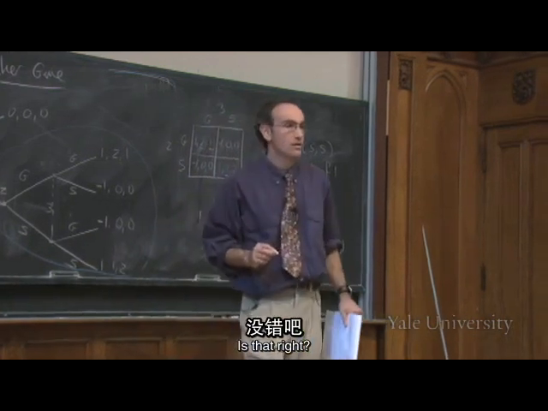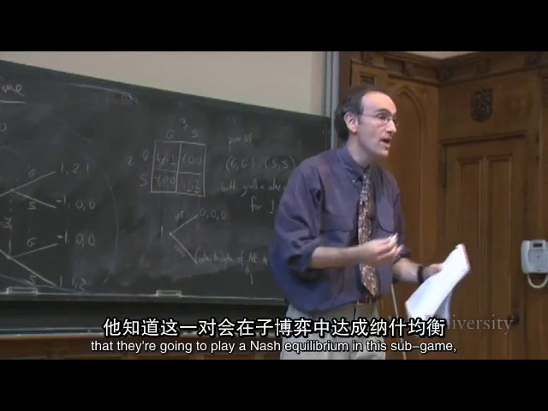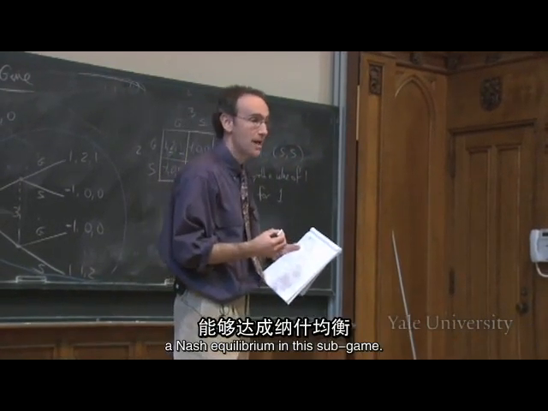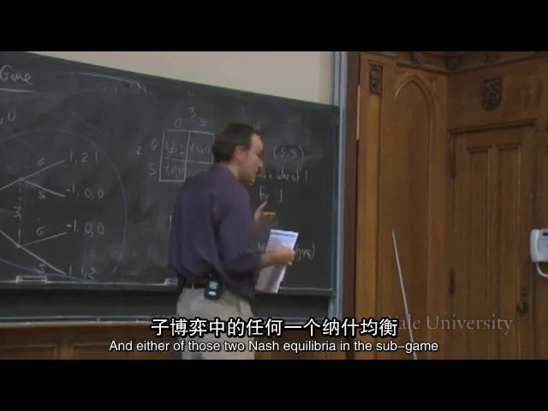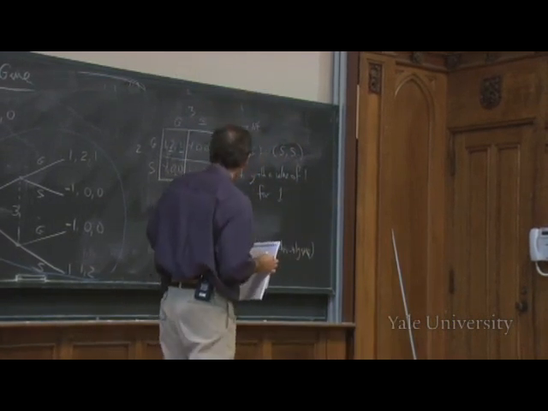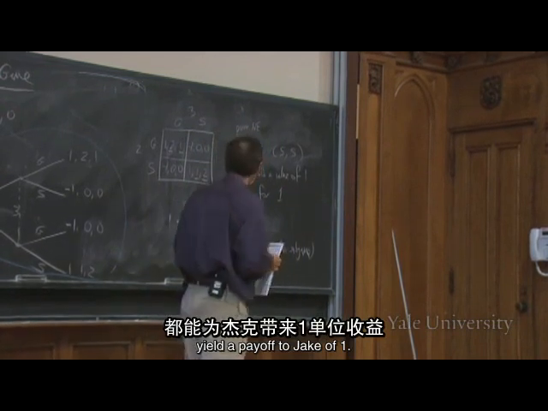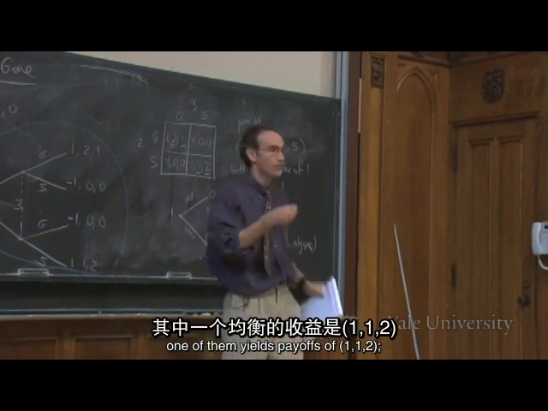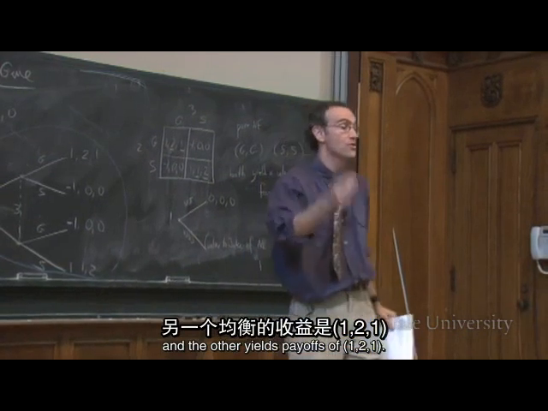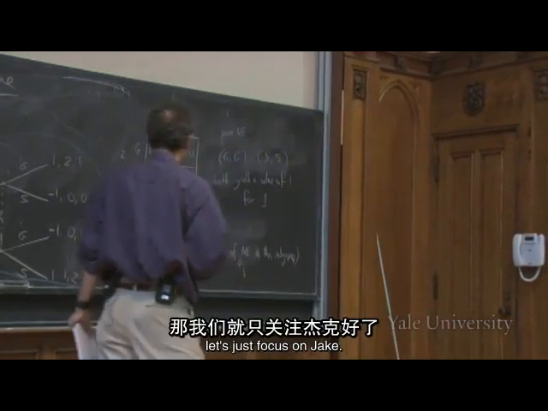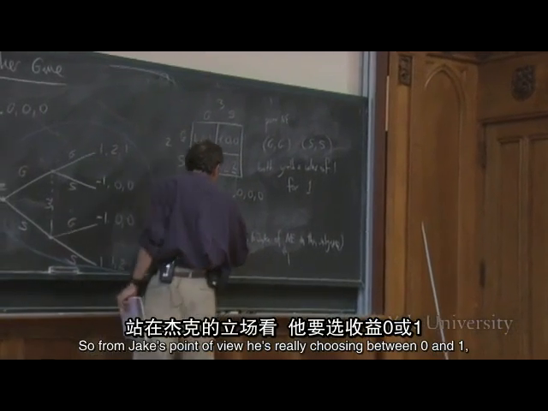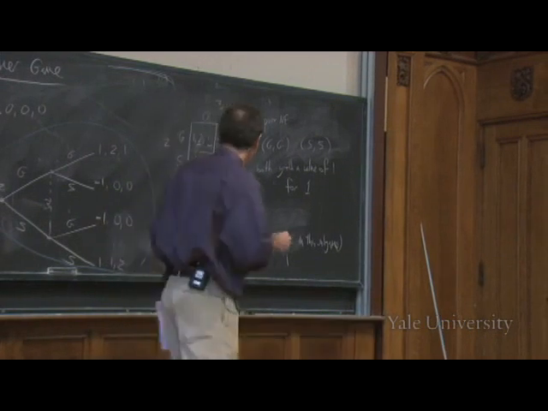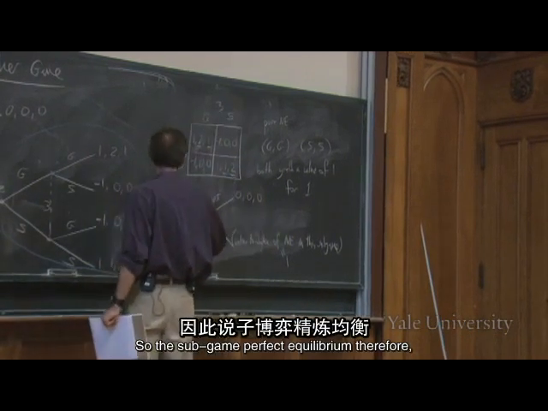Is that right? So if Jake sends them, he knows that they're going to play a Nash equilibrium in this subgame, or he believes they're going to play a Nash equilibrium in this subgame, and either of the two Nash equilibria in the subgame yield a payoff to Jake of 1. All right? So actually, one of them yields payoffs of 1, 1, 2, and the other yields payoffs of 1, 2, 1. But since Jake is the only mover here, let's just focus on Jake. All right? So from Jake's point of view, he's really choosing between 0 and 1, so he's going to choose send.